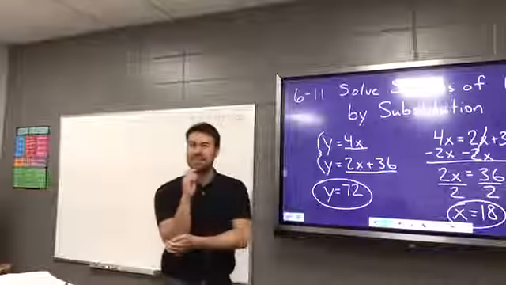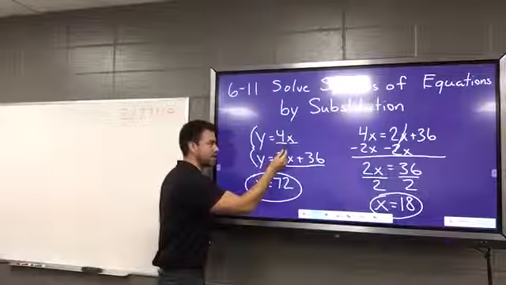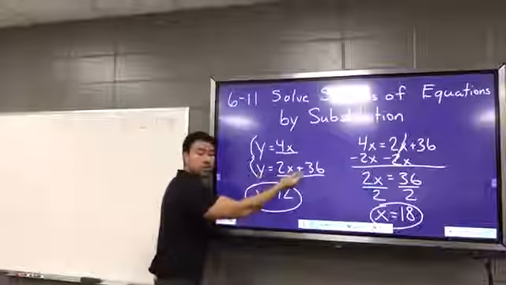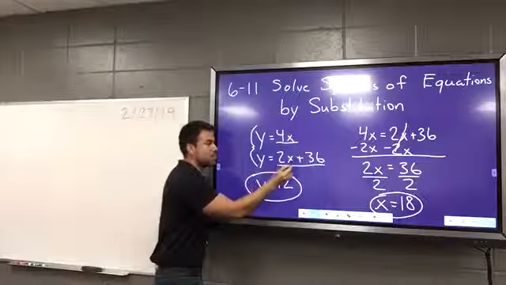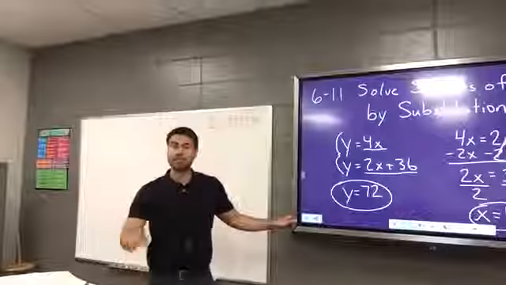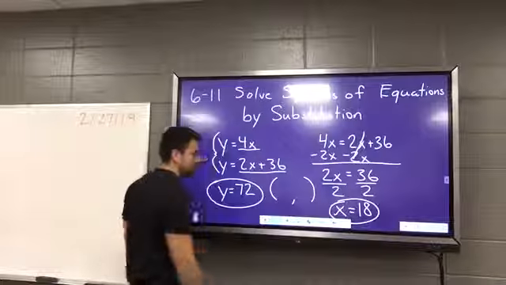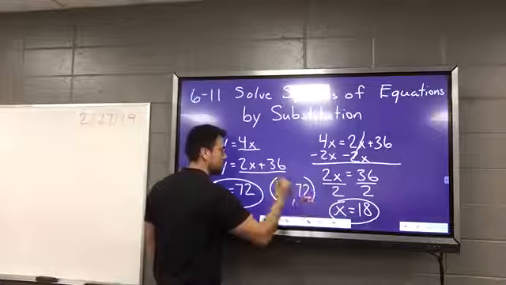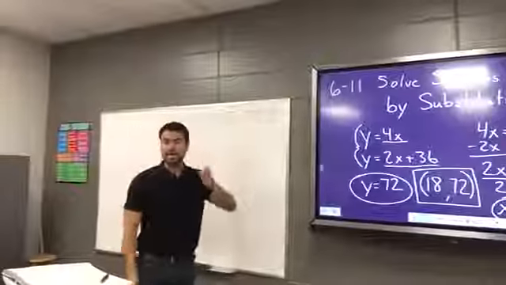But you know what? I don't know if that's even right. What's 4 times 18? 72, right? That works. But shouldn't it also work down here? What's 2 times 18? 36 plus 36? Oh, it works for both. And that makes it the solution to this system of equations. And how do I want the solution written? Ordered pair, what number comes first? Good, and then 72. And that is my final answer. And that answer works on both equations at the same time.